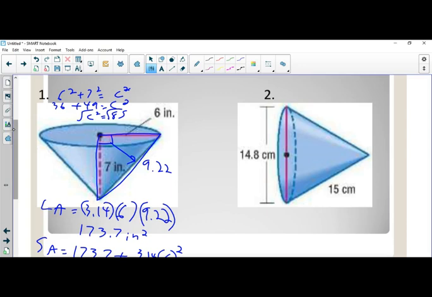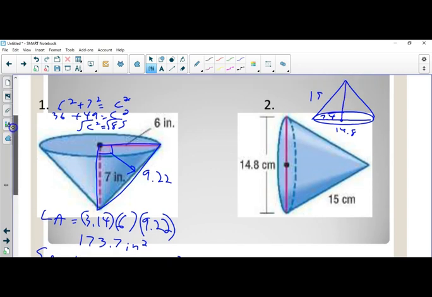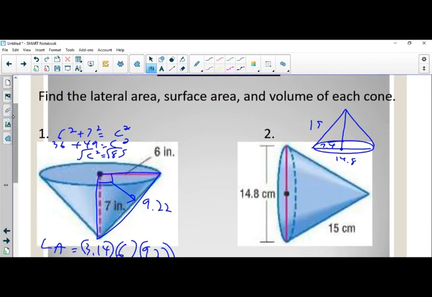Alright, let's see what we have here. Okay, so we have a diameter of 14.8, which if we divide that by 2, we get 7.4 as our radius. And that's what we need. This time we have the slant height of 15, but we do not have the true height. So we need to go to our old friend Pythagoras again and solve for b. So 7.4 squared plus b squared equals 15 squared.